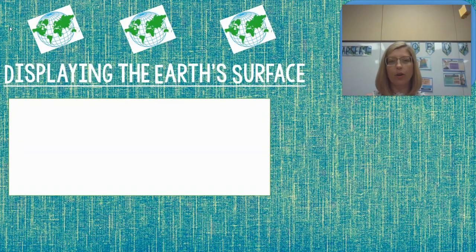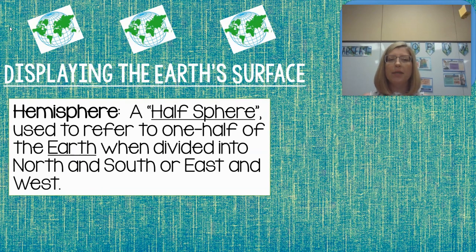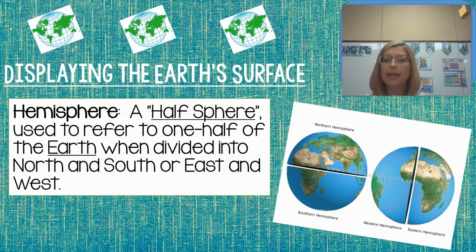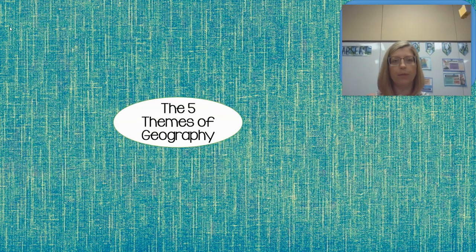Okay, displaying the Earth's surface. Hemisphere, a half sphere, used to refer to one half of the Earth when divided into north and south or east and west. So as you can see in this picture on the left-hand side, the equator, that line of latitude, slices the Earth in half and gives you the northern hemisphere and the southern hemisphere. Then when you look at the picture at the right, you have a line of longitude, the prime meridian, which is slicing the Earth into the Western Hemisphere and the Eastern Hemisphere.